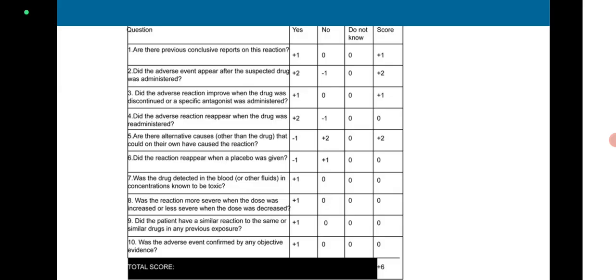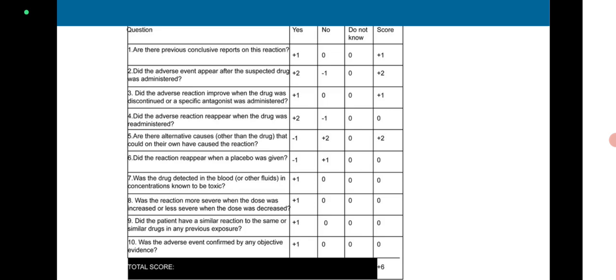Next question: was the reaction more severe when the dose was increased or less severe when the dose was decreased? If the answer is yes, we give 1 mark. If the answer is no, or if we don't know the answer, we give 0 marks.